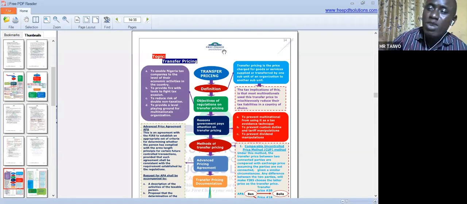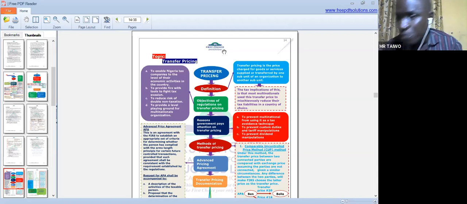If they over-invoice it, it means that when it comes to Nigeria, it will be a cost to the Nigerian division. If it's a cost to the Nigerian division, what will happen? The cost will have risen up, and the profits will have dropped, and the tax will have dropped. Can you now see?